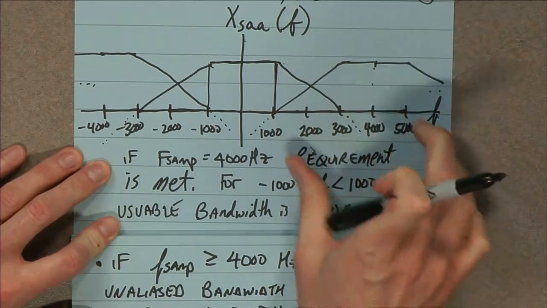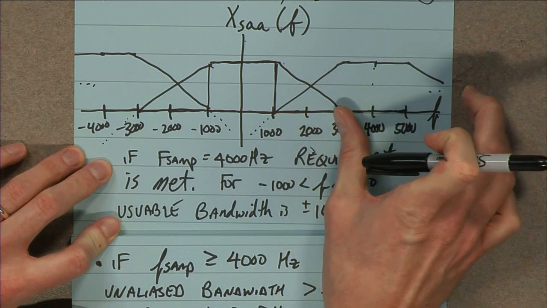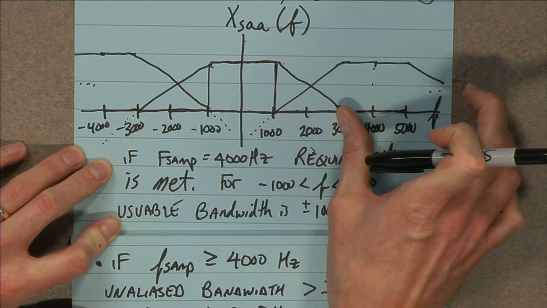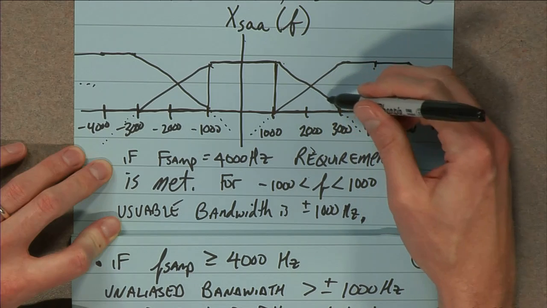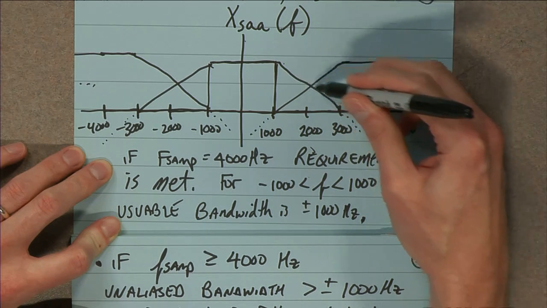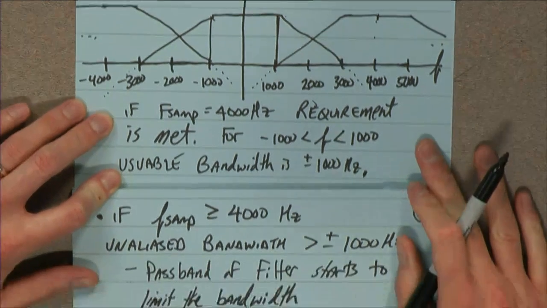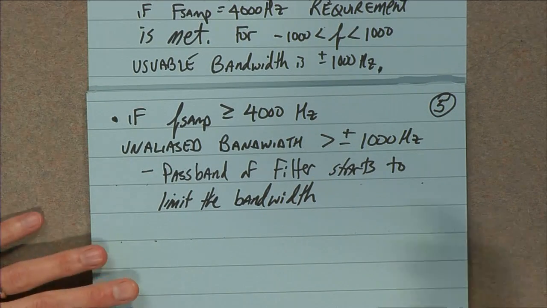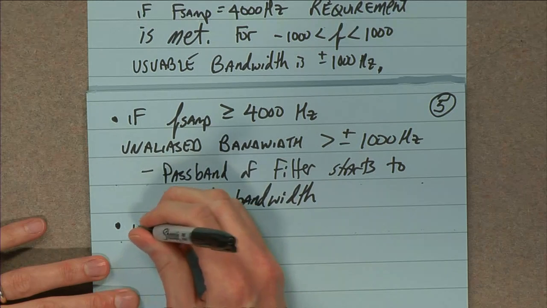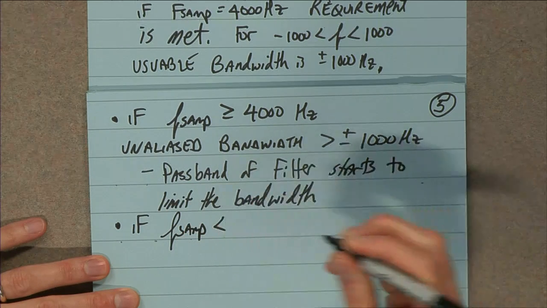If we pick up this copy and shift it out, let's say we sample at 5,000 or 6,000 hertz way out here, then what's going to happen? Well, that means we're unaliased down to here, but the passband of the filter is rolling off that data, so can we really use it? I mean, maybe, maybe not. It's definitely not matched to our situation. And of course, our second example is if fsamp is less than 4,000 hertz.